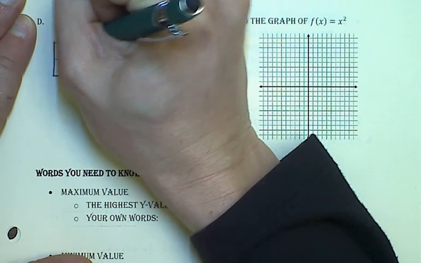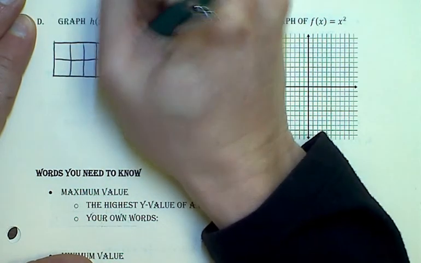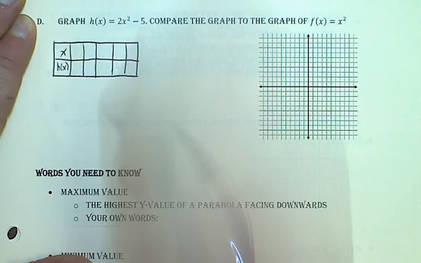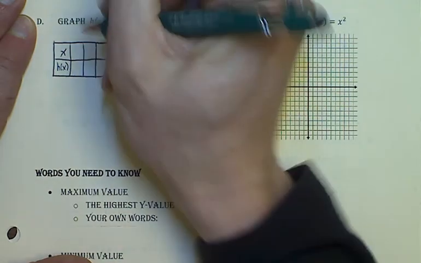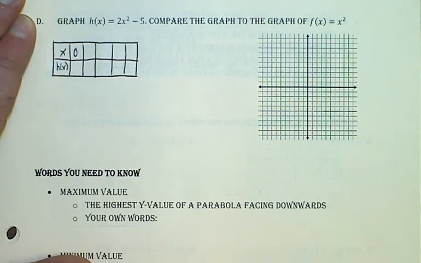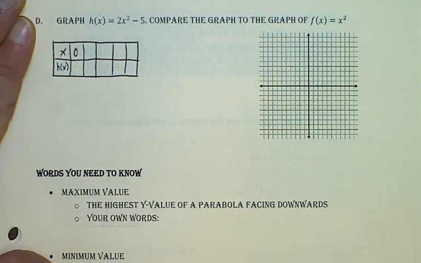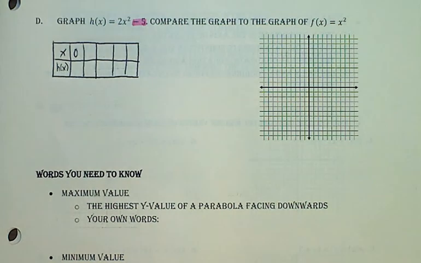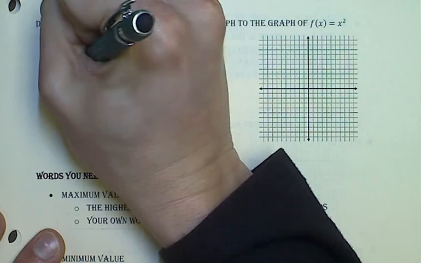X and h of x, right there. First one, I need to figure out x, always going to be 0 at this point. My negative 5 tells me my y value, or my h of x value if we plugged 0 in for x, which is negative 5. So I know that my vertex is shifting down by 5. I can already tell that, again, just by looking at the function itself.